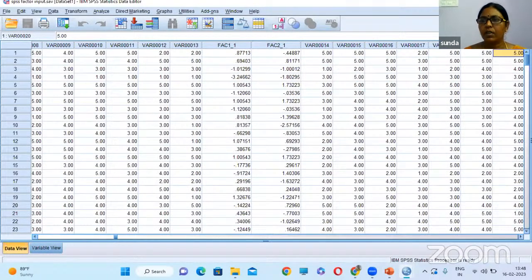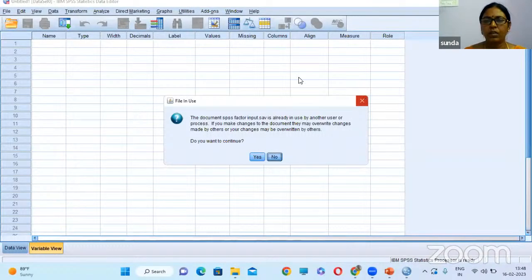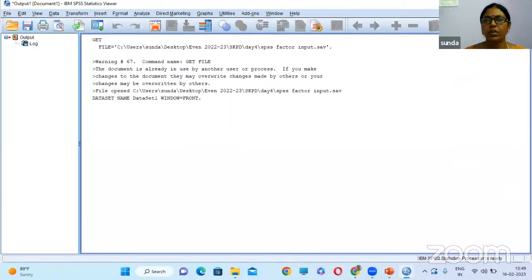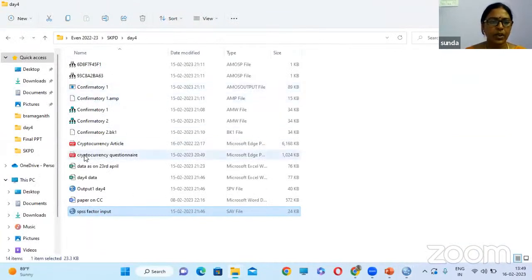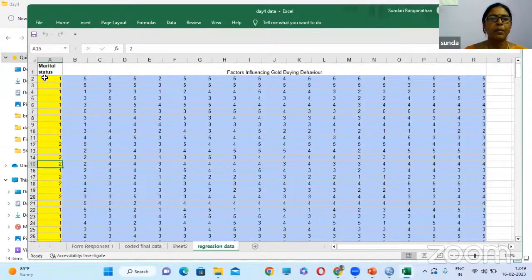From your Excel, export these data. Go to your Excel file. So I have kept all my data here. We are going to measure the level of influence of a variable on another variable. I'm taking factors influencing purchase of gold and marital status. This marriage has an influence on the purchase of gold buying.